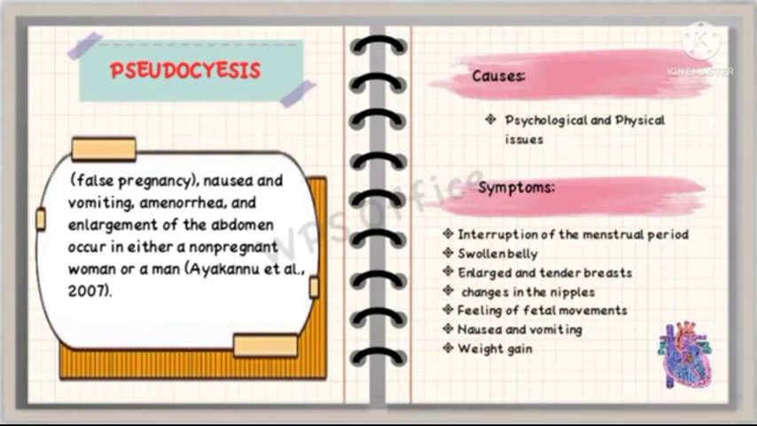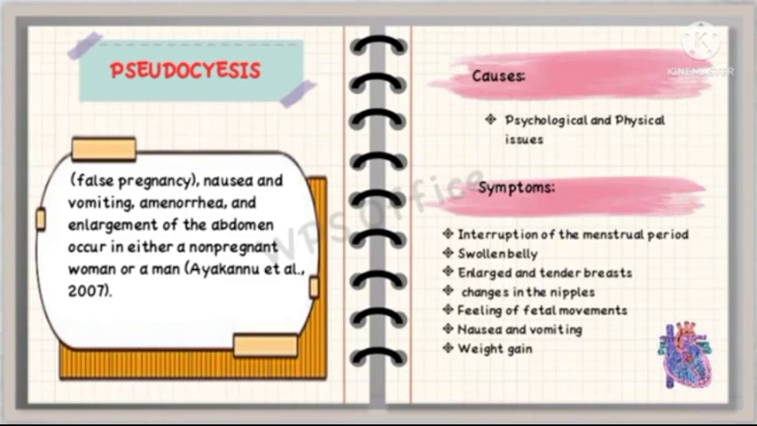Next are the symptoms of false pregnancy. Women with pseudocyesis have many of the same symptoms as those who are actually pregnant, including interruption of the menstrual period, swollen belly, enlarged and tender breasts, feeling of fetal movements, nausea and vomiting, weight gain, and sometimes labor pains.